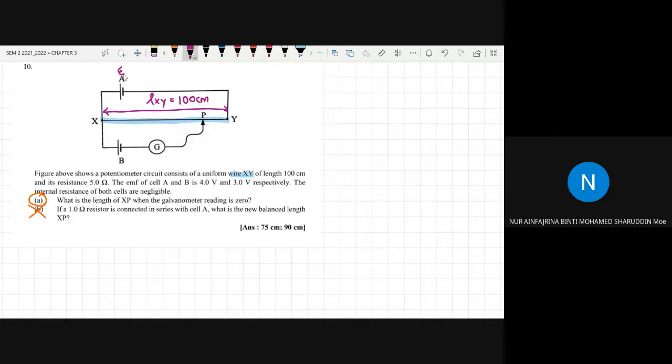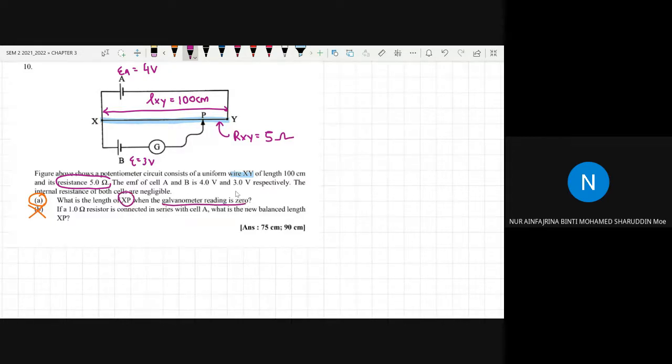Dan EMF A adalah berapa dikasih? 4 volt. Dan EMF B adalah 3 volt. So the internal resistance for both cells are negligible. And the question say that wire XY has its resistance of 5 ohm. So dalam wire XY ini akan ada resistance of 5 ohm. So the question asks us to calculate the length of XP when the galvanometer reading is 0.